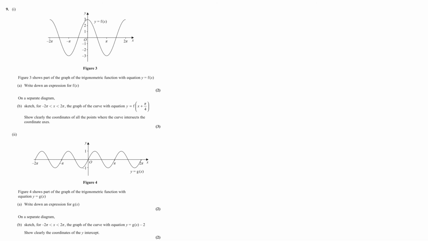So this is about recognizing the graph. So going down here, starting at 1 to minus 1 to plus 1, going through pi and 2 pi, so that's going to be cos, but because we're going from 3 to minus 3, it's going to be 3 cos. So A is f of x equals 3 cos x. Now part B is on a separate diagram, sketch f of x plus pi by 4.